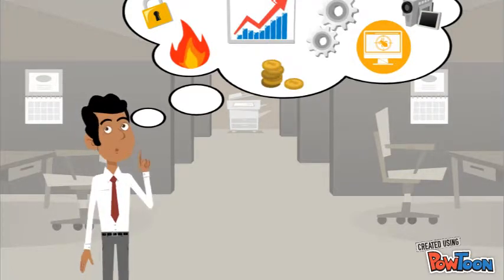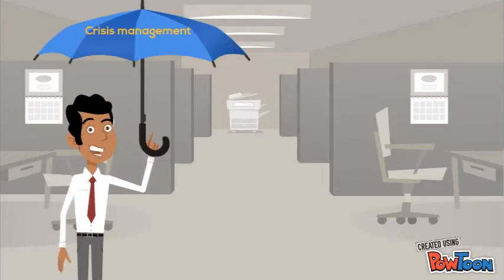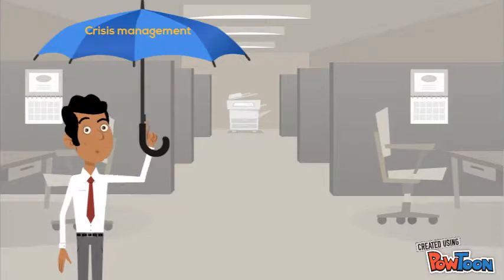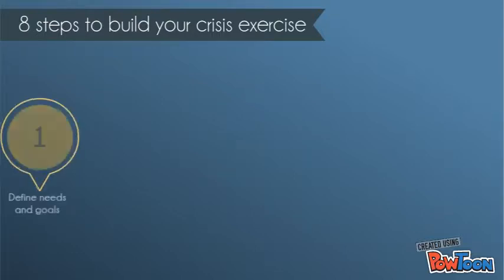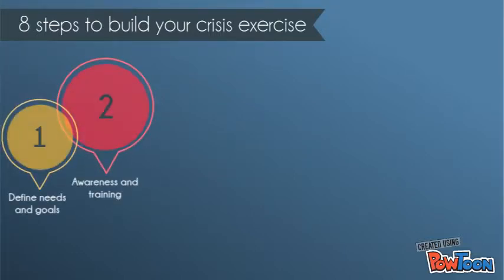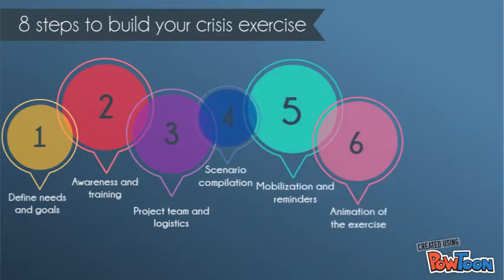The practice of crisis exercises is one perfect example to improve crisis management and allow your organization to be more resilient. During this short video, we'll describe step by step how to build a crisis exercise: define needs and goals, awareness and training, project team and logistics, scenario compilation, mobilization and reminders, exercise animation, on-the-spot and delayed feedback.